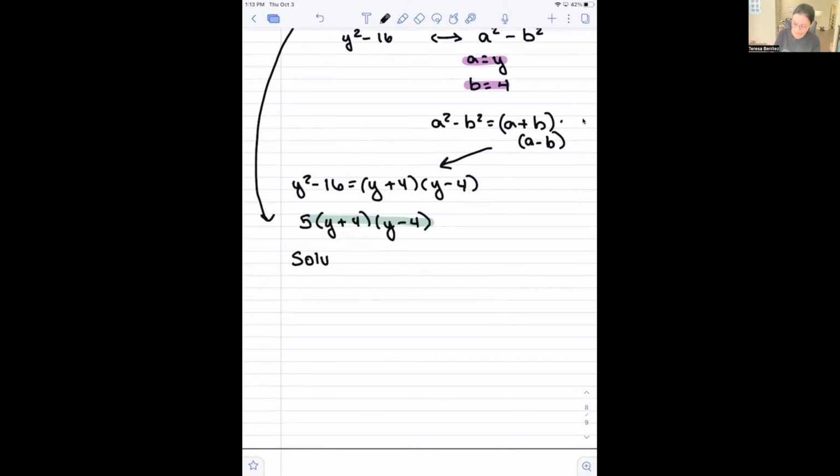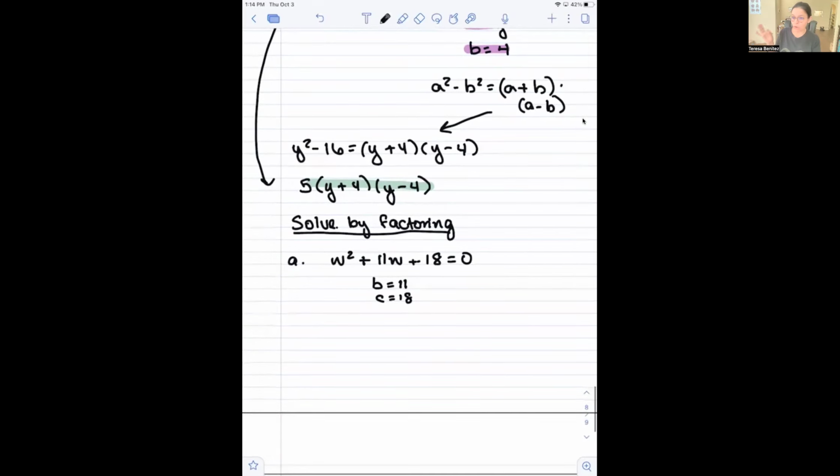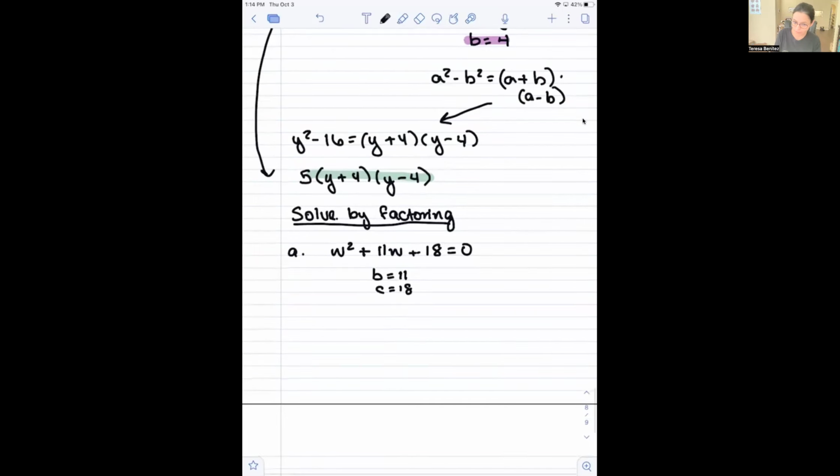For the next problems on your handout, the next title, I believe, says solve by factoring. The first one, we have w squared plus 11w plus 18 equal to 0. So this is one of the trinomial cases where a is equal to 1. I have that b is 11, c is 18, and I'm trying to find a greatest common factor, but this is not something that I can find here. It will be 1, so it wouldn't be helpful.